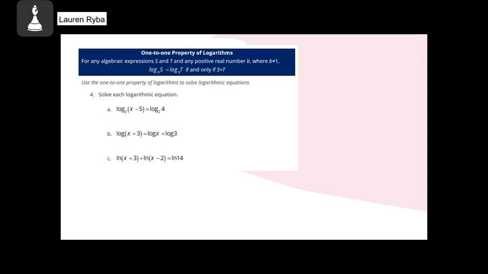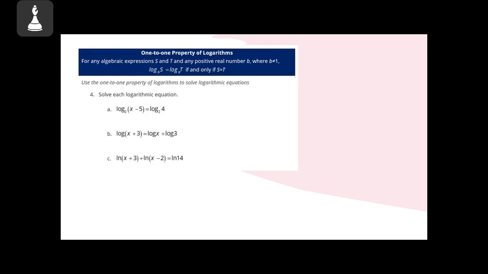We have one more property here with logs, and it tells me that if I have a log on one side and a log on the other side with the same base, then what's left has to be equal. So here it says if log base b of s equals log base b of t, then s has to equal t. So as long as I have a single log on both sides, I can use this property.